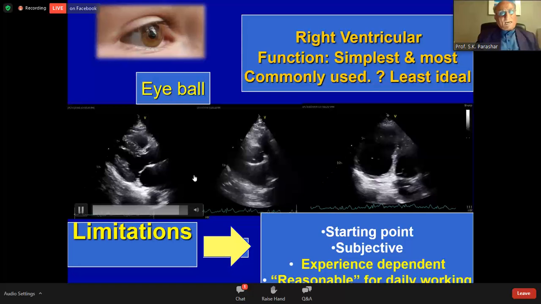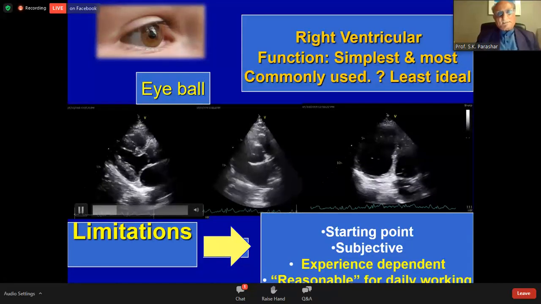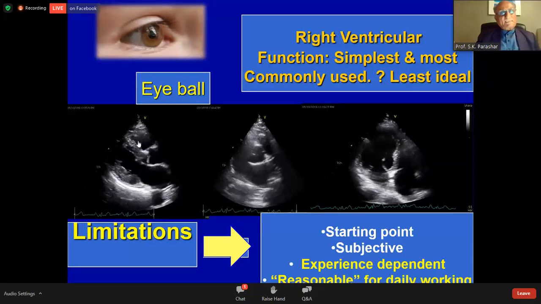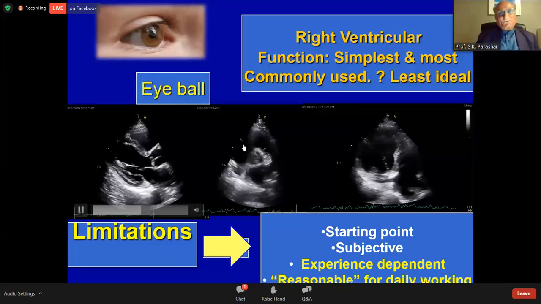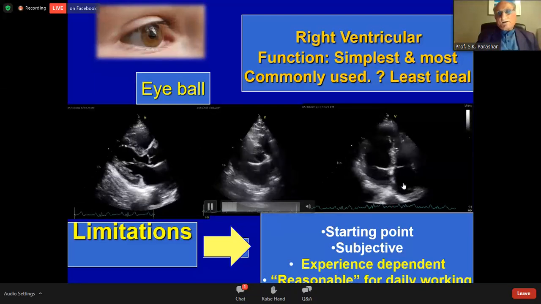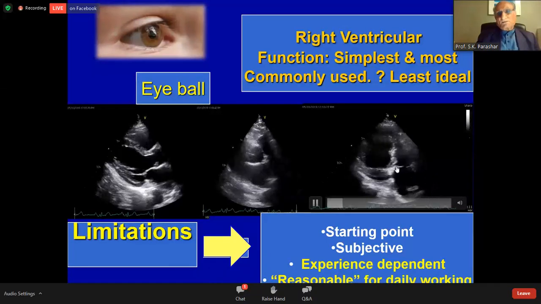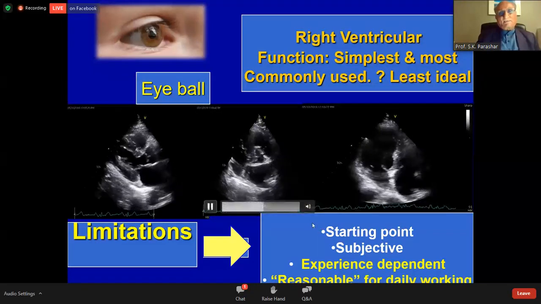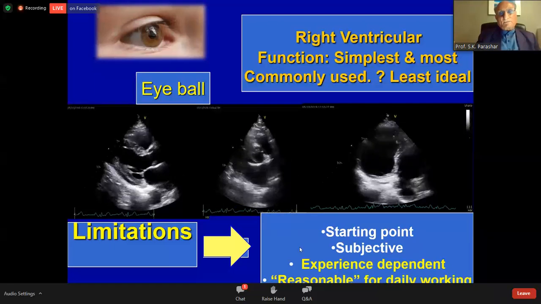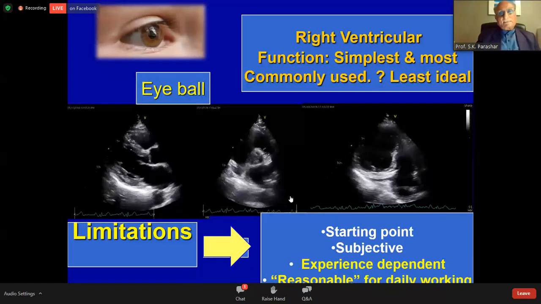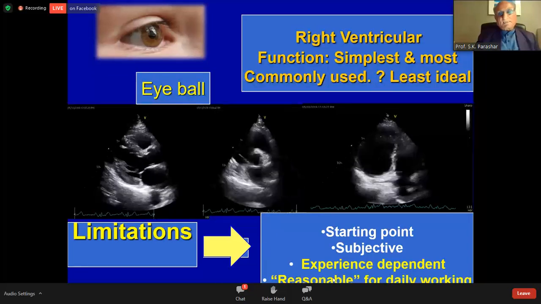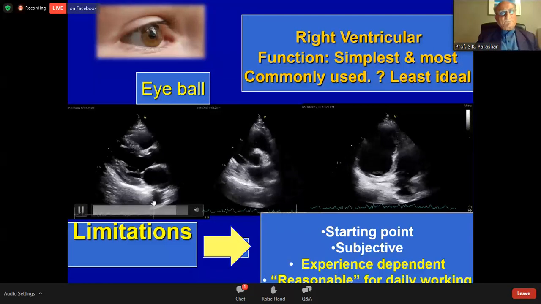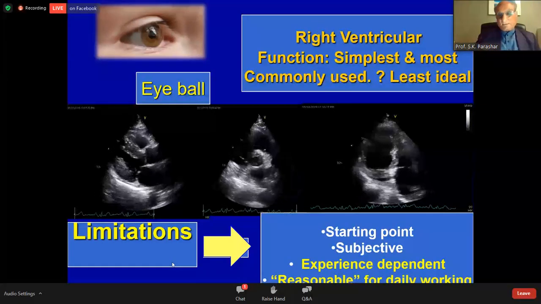But I can tell you what is theoretical, what is practical. In many situations, we take an eyeballing. We see the RV size, we see the RV contractility, we see how the bases are moving, how the annulus are moving. So it can be reasonable for daily working, and it can be a starting point that yes, there is nothing wrong in the RV functions, but it is experience dependent. So sometimes eyeballing is very important, as you will see subsequently.